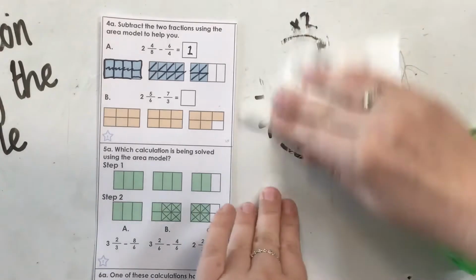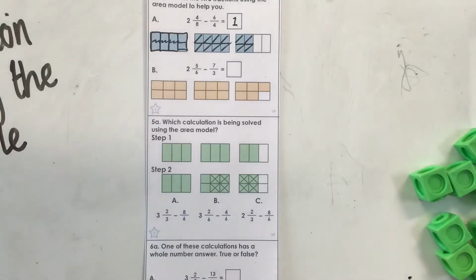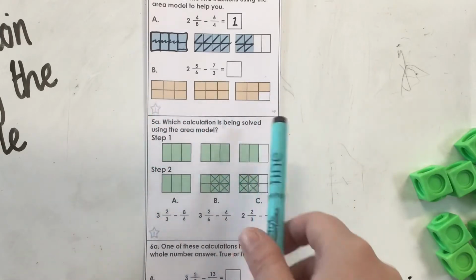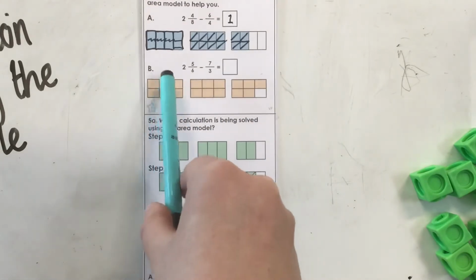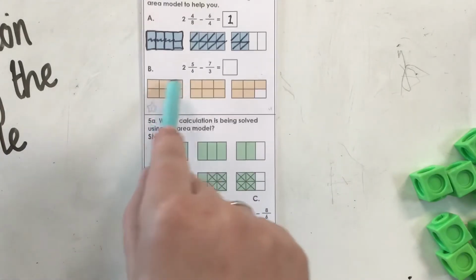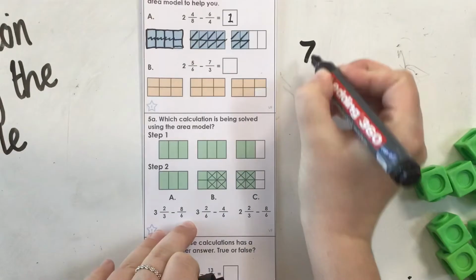So B, I can see I've got 2 5/6 take away 7/3. Now again, my pictures are represented as sixths because each whole, each rectangle has 6 squares in each, or 6 rectangles even. So these pictures represent 2 5/6. But what are we taking away? 7/3. 7/3. So let's write our 7/3 out here.